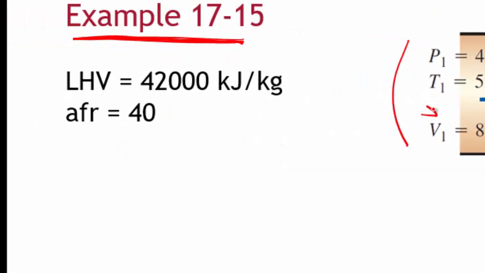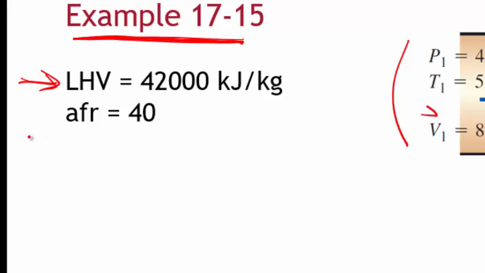The other thing it tells you is that it's being heated. We've got essentially an air-fuel mixture going through this pipe. It's got a lower heating value of the fuel of 42,000, and they tell you the air to fuel ratio is 40. The air to fuel ratio is the mass of air to the mass of fuel. So the first thing we're going to do is find Q dot.